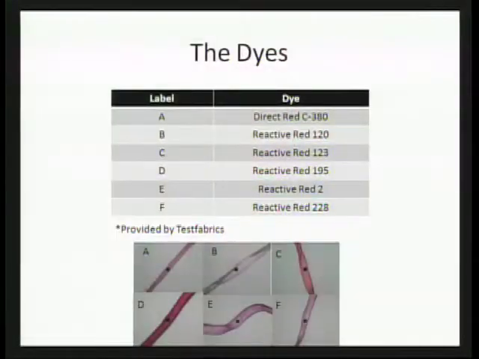Here is a list of the dyes used in the primary study. These 6 dyes or exemplars were provided from test fabrics. The bottom shows pictures. It's hard to see the contrast, but already you can see some of the dyes are standing out. Like you've got C, which was a brighter red than the rest. D, right here, is a deeper pink. And A was like a standard red color. And then B, E, and F were slightly lighter pink.